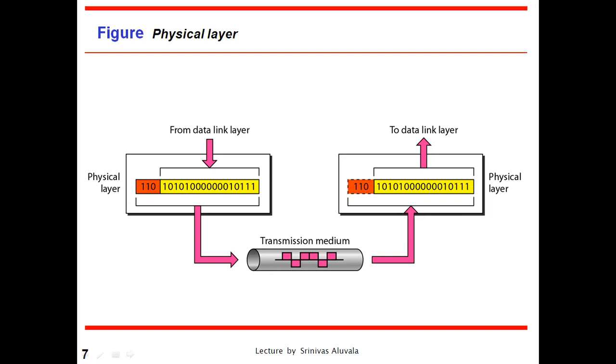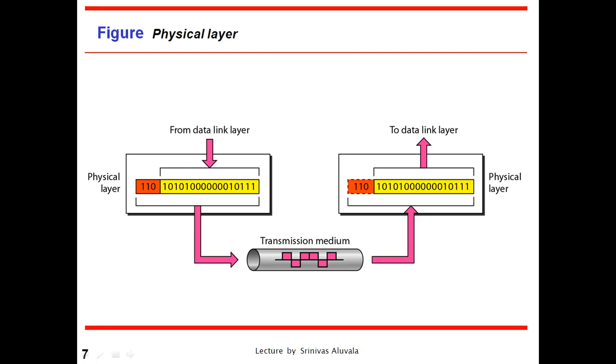Physical layer also deals with the representation of the bits. The physical layer data consists of a stream of bits, they are sequences of zeros or ones with no interpretation. The physical layer is responsible for the movement of individual bits from one hop to the next. Physical layer is also concerned with the data rate. The transmission rate, the number of bits sent each second, is also defined by the physical layer.